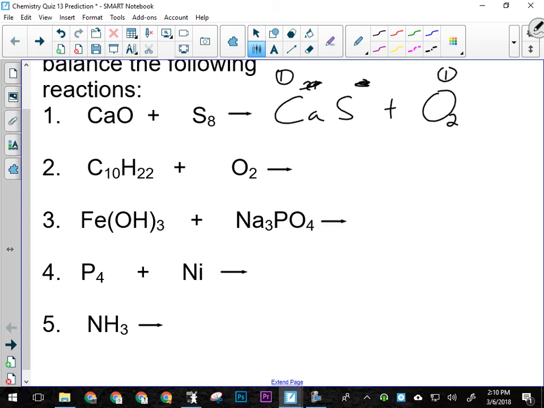And then we have to balance the whole reaction. All right, there's 8 sulfur over here. I want to start with the biggest number, so I put in 8 there. That gives me 8 calciums over here and 8 oxygens over there. So if they've got those balancing numbers, they can have their 3rd mark.